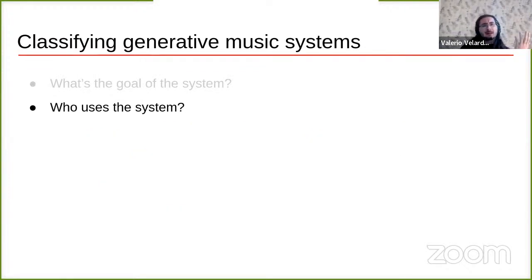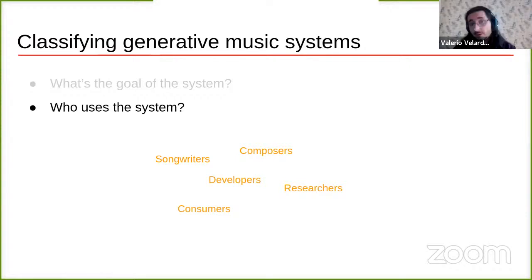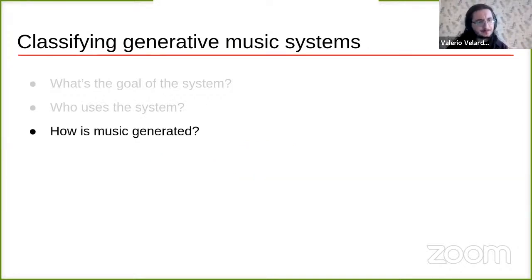Another way of classifying these type of systems is to look at the final users. And here we have a lot of different types of users. So some of these systems may be tailored to songwriters, others to composers, perhaps to developers or researchers, or even consumers and users who can play around with them to create their own customized music.